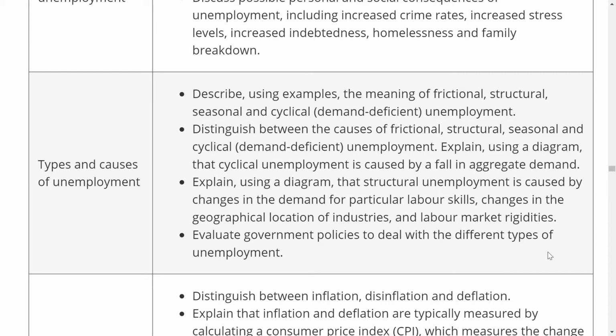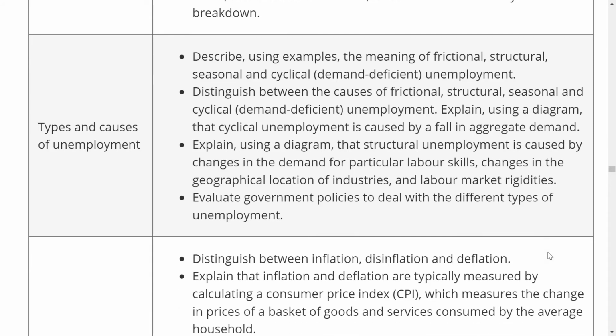Nobody wants cyclical unemployment. Cyclical unemployment is when aggregate demand is so low that firms cannot justify having more workers, and therefore they have to fire workers. Now, that's very bad for the workers. That's also very bad for the economy as a whole.